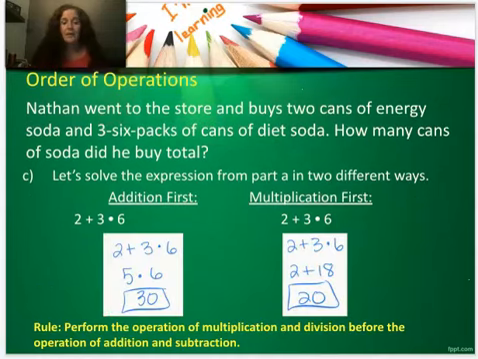We do not. If we do the addition first, we get 2 plus 3, which is 5, and then we do 5 times 6, and we get 30. So is it true that he bought 30 cans? Or should we look at the multiplication first, where we did the 3 times 6 and got 18, and then we added 2 plus 18 and got 20. So how many cans did he buy? I think when you look at this scenario, you'll see that we actually should do the multiplication first. So our rule for our order of operations is that we're going to do the multiplication and division before the addition and subtraction.